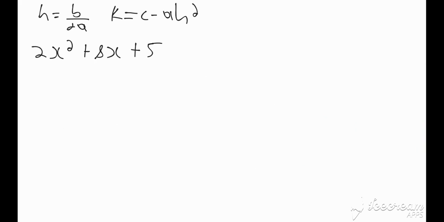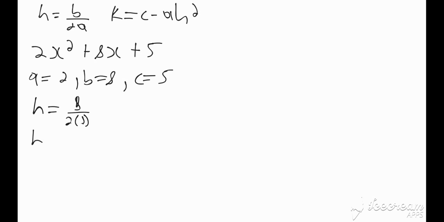So here we go. Now what I've done is that I've written down my h and my k value, so I can at all times remember that. Now here we have a equal 2, b equal 8, and c equal 5. Now h is equal to b over 2a, so I'm going to have 8 over 2 times 2. h is equal to 8 over 4. h is equal to 2.